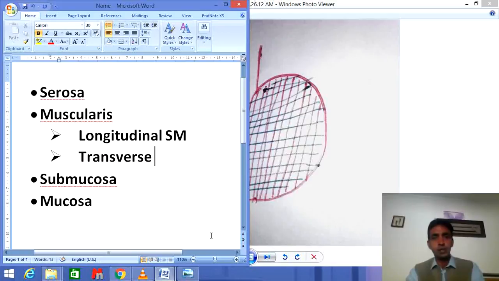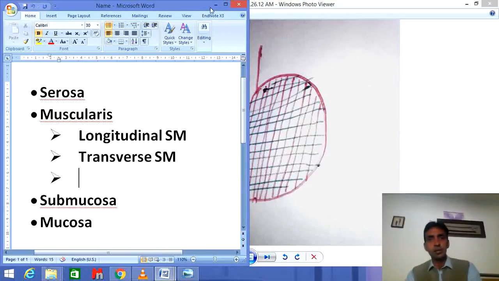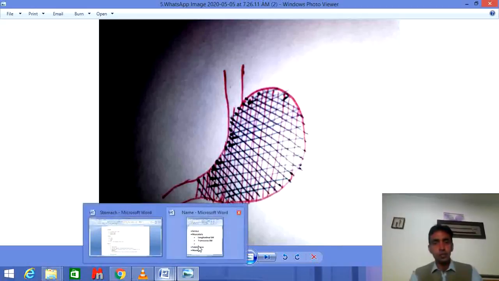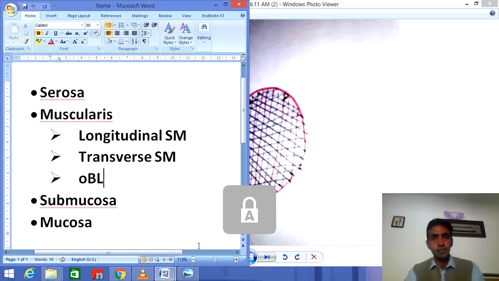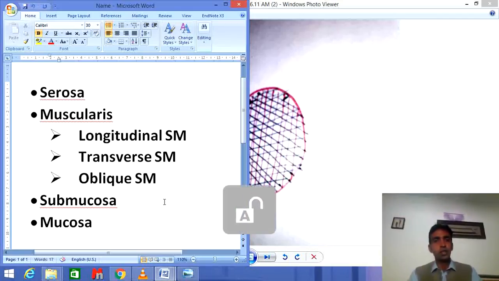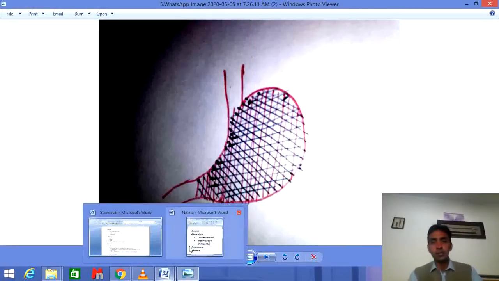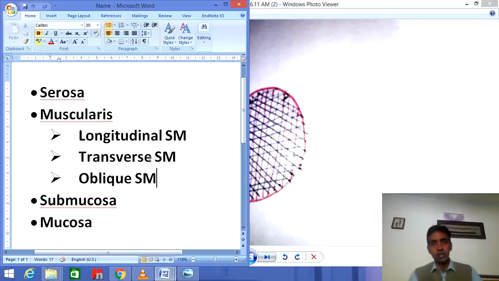Transverse smooth muscle. And the third one, the innermost, this one, which is present obliquely. This is called oblique smooth muscle. In all other parts of the digestive tract, in all other parts of the alimentary canal, only two types of muscles are present: the longitudinal smooth muscle and transverse smooth muscle.